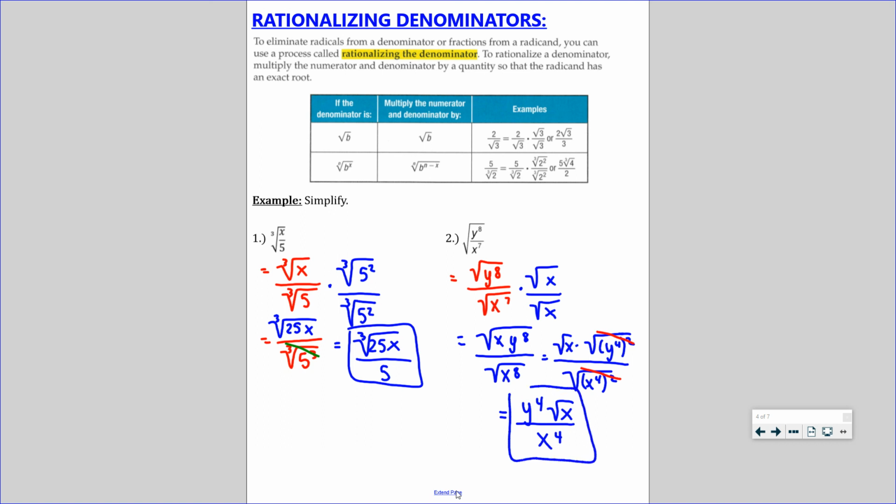Can we cancel out these x's? No, because there's one radical. That's a stopping spot. I agree.